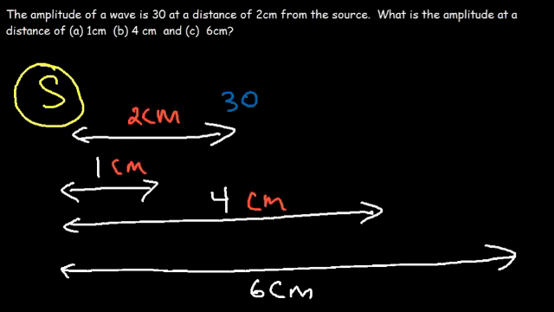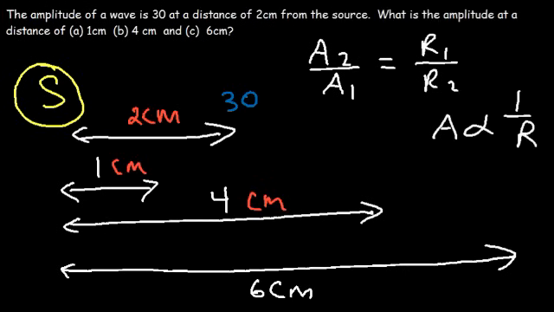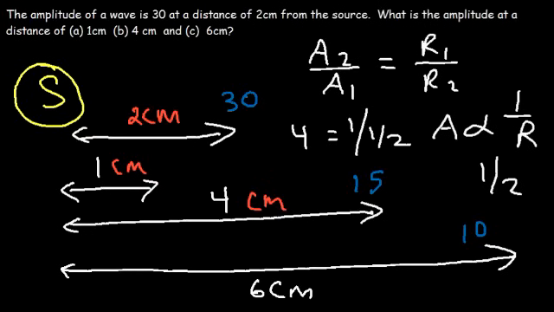So if you recall, the amplitude is inversely related to the radius. So if we double the distance, the amplitude is going to be 1/2 of its original value. So at 4 centimeters, it's going to be 15. And if we triple the distance, it's going to be 1/3 of its original value. 1/3 of 30 is 10. And if we cut the distance in half, 1 divided by 1/2 is, not 4, 2. So it's going to be twice as large. So if we move closer to the source, the amplitude is going to double. It's going to be 60.